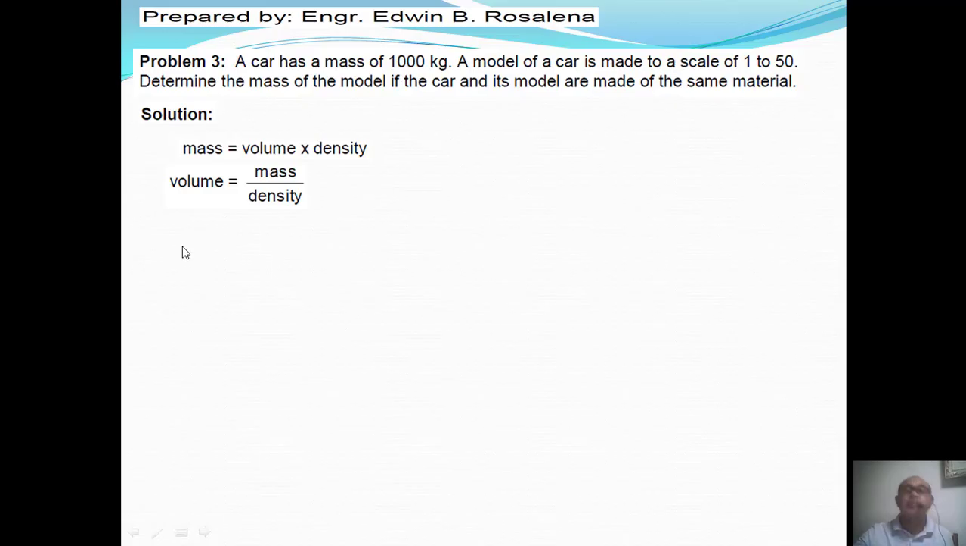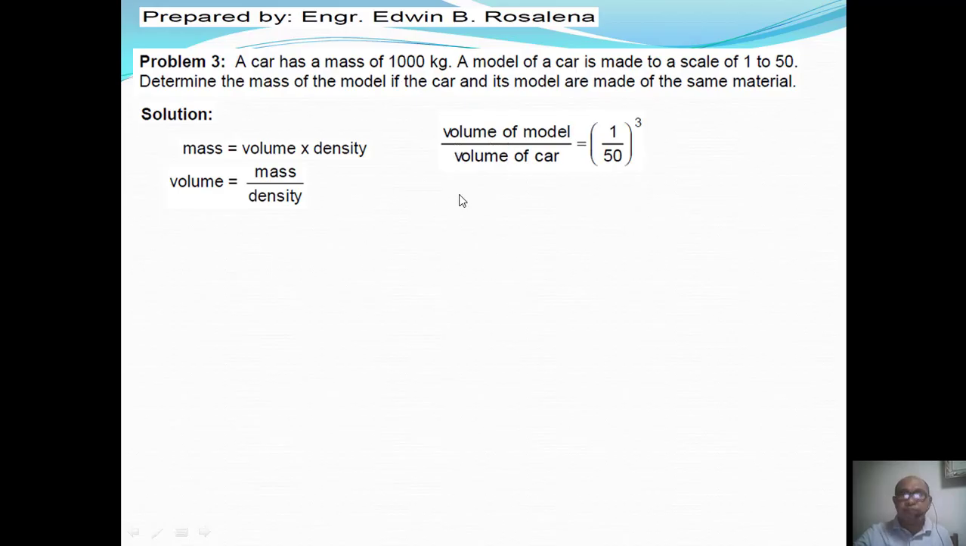But what we can have is the relationship of the volume of the actual to the volume of the model. But we are not given those values. We are given the mass. So the volume of the model over the volume of the car is equal to the cube of the scale. The scale is 1 is to 50. And when you say scale, this is model to actual. So 1 unit in the model corresponds to 50 units in the actual. Then we cube it because we have the volume ratio.